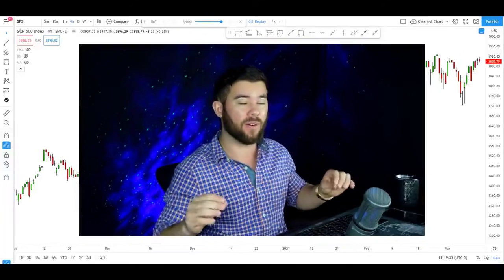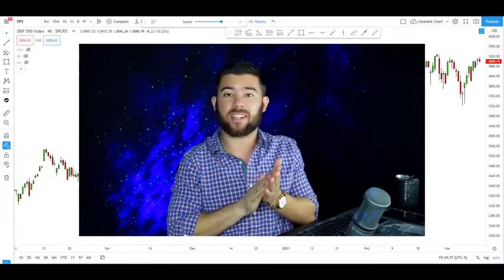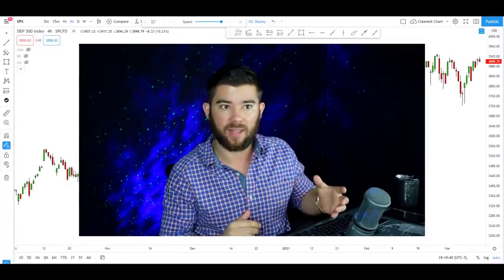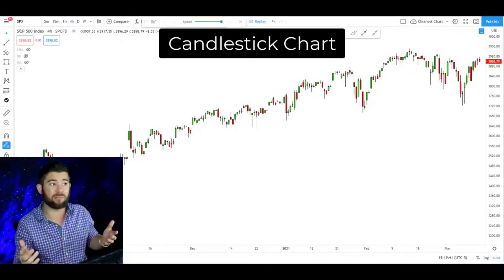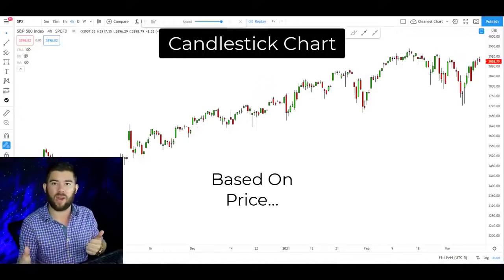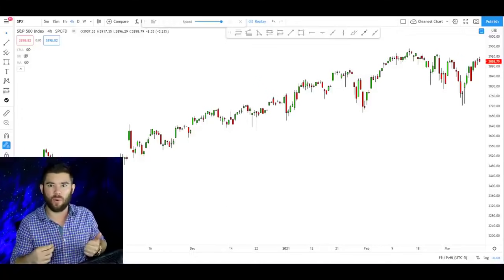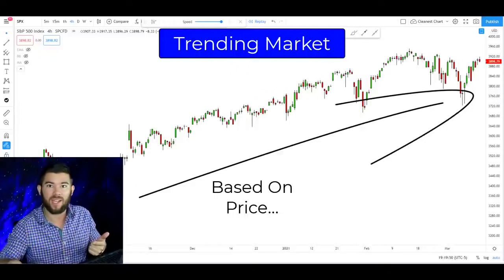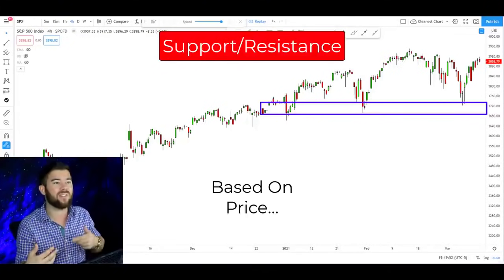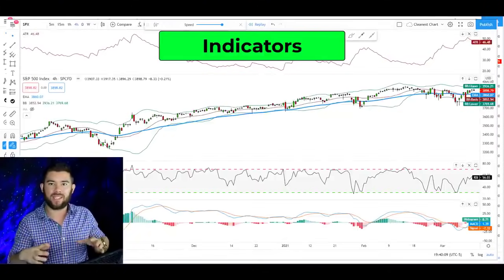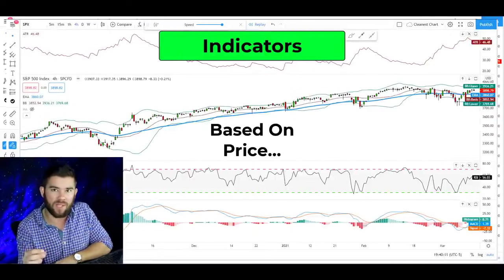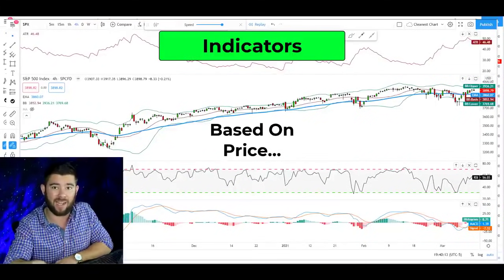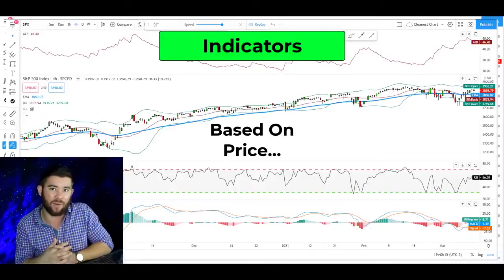Every part of technical analysis is based around price. Think about a candlestick chart. That's just a visual representation of price itself. Trends are nothing more than higher highs and higher lows, or lower lows and lower highs in price. Structure, support, and resistance, even indicators, are based around price. They're just a formula added to historic price data in order to plot that indicator on your chart.